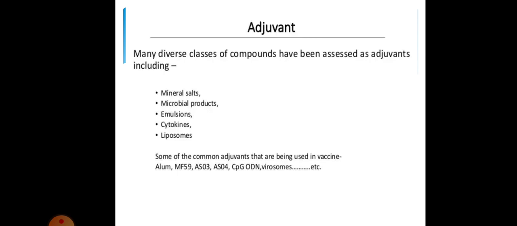Many diverse classes of compounds have been assessed as adjuvants, including mineral salts, microbial products, emulsions, certain cytokines and liposomes. Some of the common adjuvants being used in vaccines are alum, MF59, AS03, AS04, CpG ODN, virosomes, etc. These are good examples of adjuvants which are used in vaccines to enhance the immune response to vaccines.